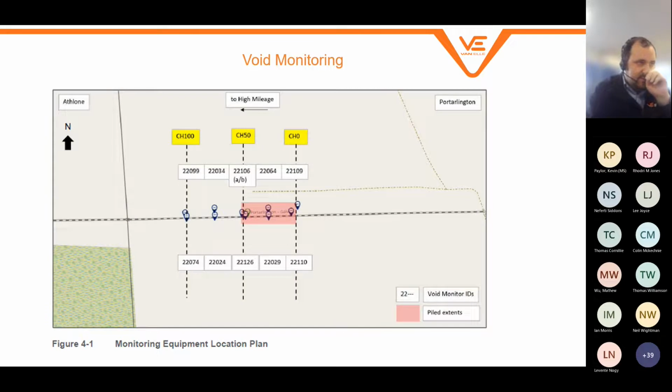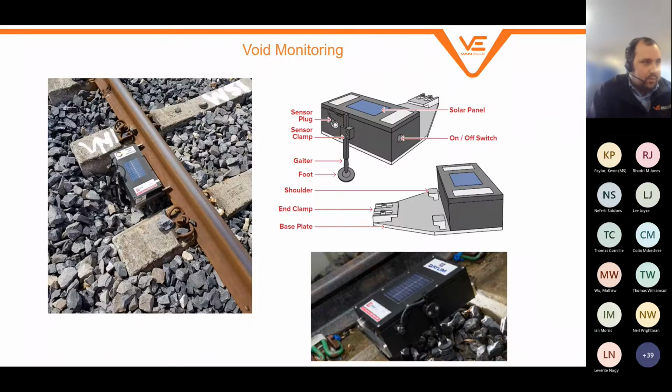We then also, for verification purposes, undertook some void monitoring. So on the 100-meter section, we applied void monitors, which I'm sure a lot are probably aware of these. So we use digital void monitors to measure the voiding, which can give us a comparator to compare the track bed performance.